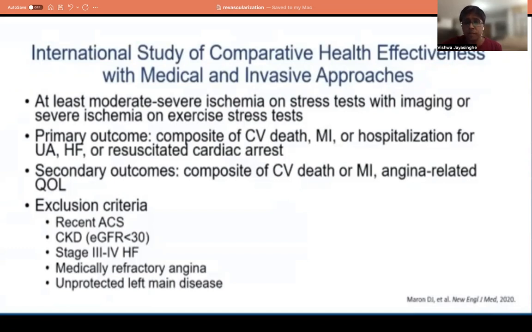So there were some exclusion criteria. Recent ACS was excluded, and CKD was excluded, but CKD was included in the ISCHEMIA-CKD trial. Severe heart failure, medically refractory angina, and unprotected left main were all excluded in this ISCHEMIA trial, right?